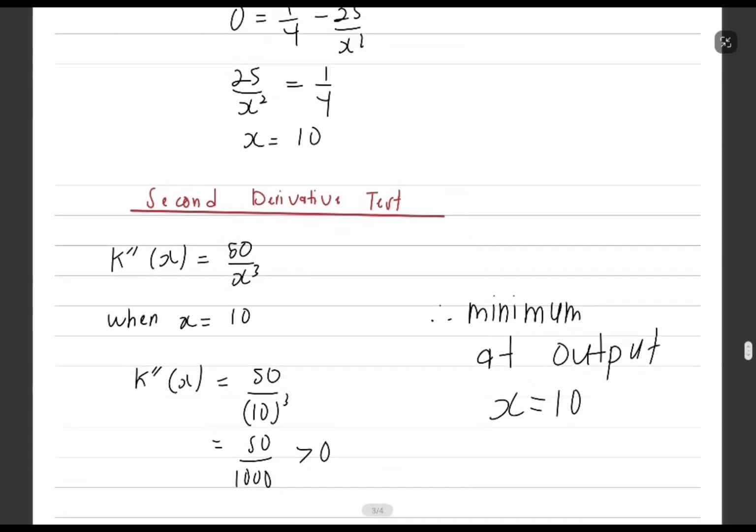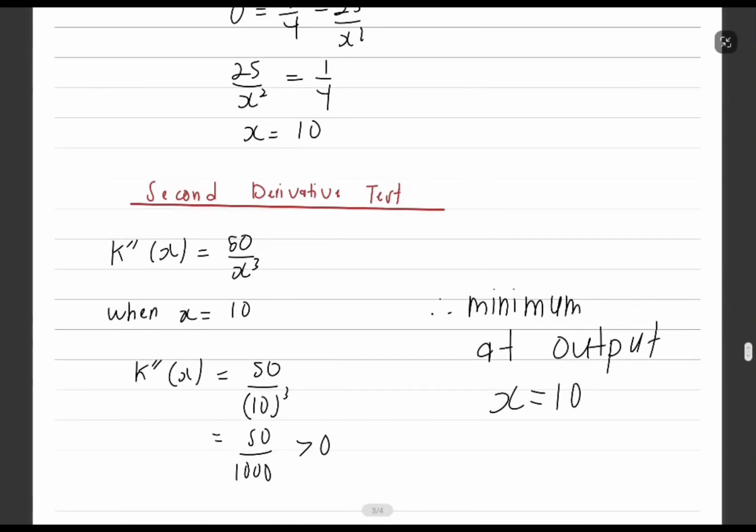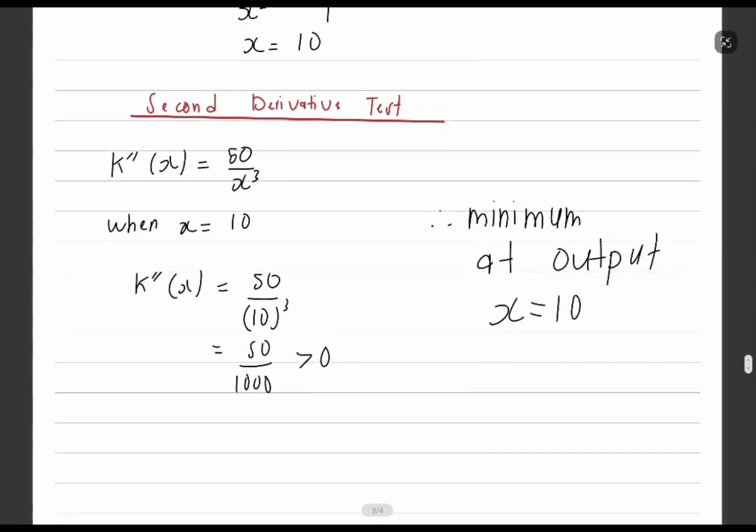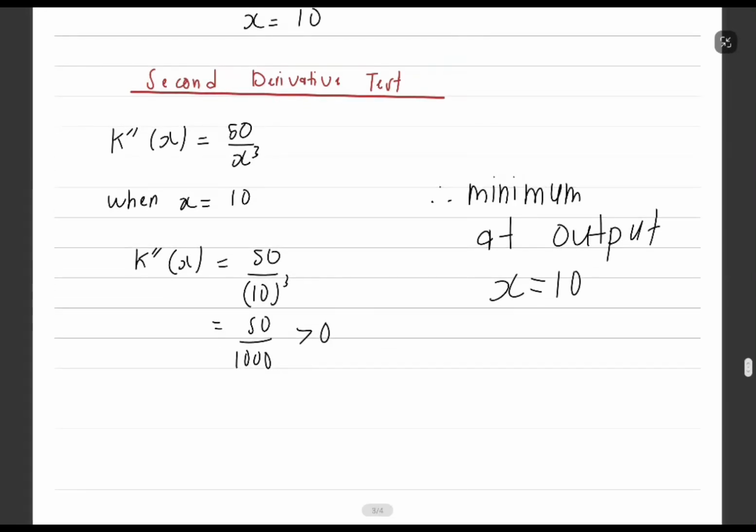So first of all, we differentiate K'(x) again. We get 50 over x cubed. So we substitute x equal to 10 into the equation and we get 50 over 1000, which is more than 0. If anything is more than 0, it is a minimum. So in conclusion, the output that maximizes the total profit also minimizes the cost per unit. Hence, producing 10 radio sets per day is the most economically efficient level of production.